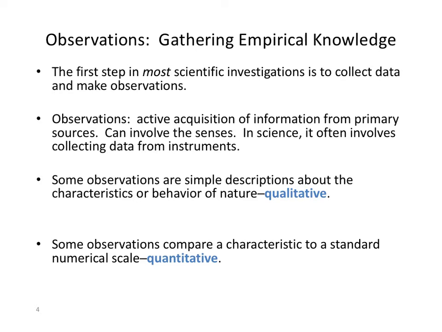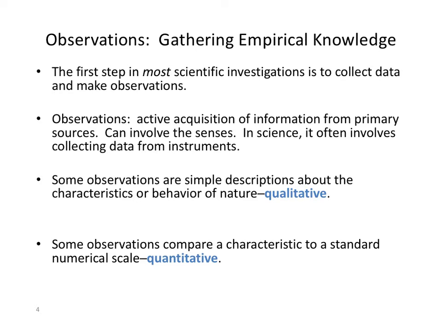Oftentimes we break observations down into two types: qualitative observations and quantitative observations. Qualitative observations are descriptions about the characteristics or behavior of nature, and colors are a good example. We contrast that with quantitative observations, where we're comparing to a standard numerical scale. So if I was to say, this book is 12.5 inches long, that would be a quantitative observation.